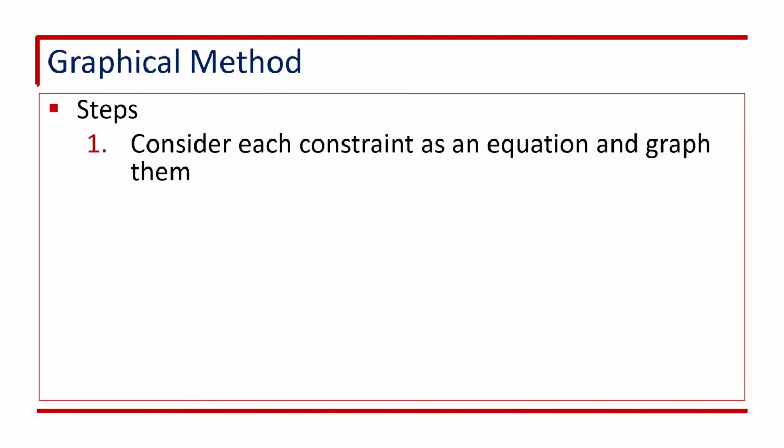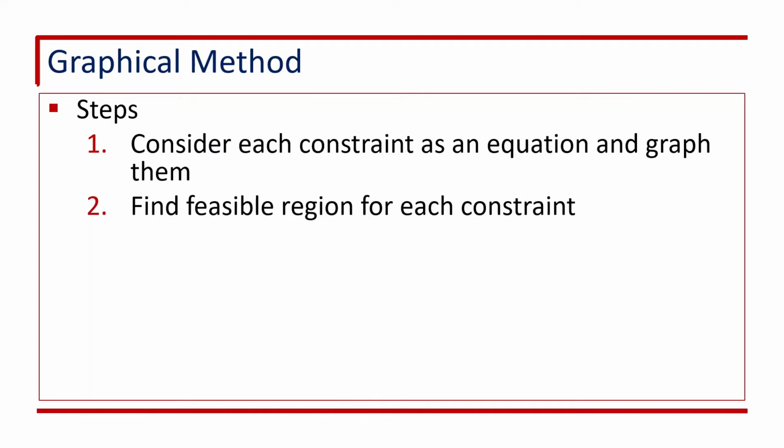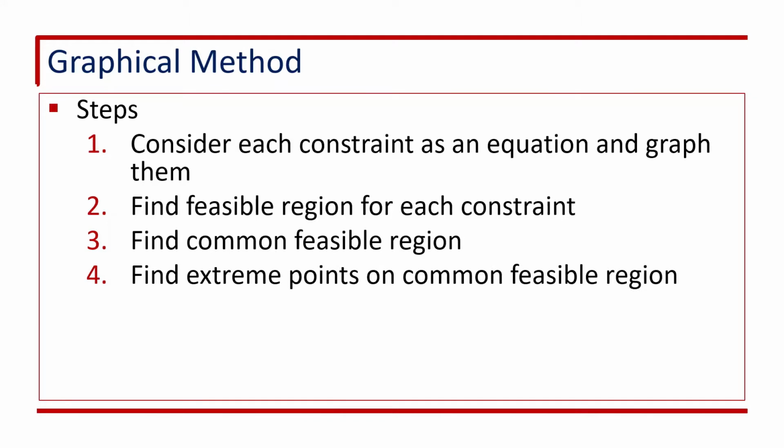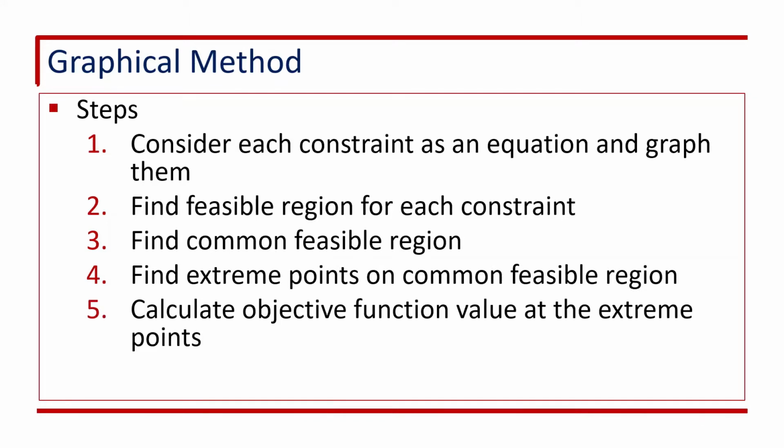The steps to solve LPP using the graphical method are the following. First is to consider each constraint as an equation and graph them. Second is to find the feasible region for these constraints. Third is to find the common feasible region. Fourth is to find extreme points on the common feasible region. Fifth is to calculate the objective function value at these extreme points, and finally conclude the results.